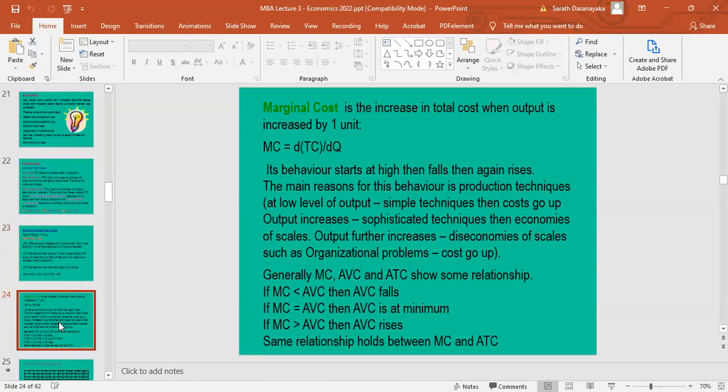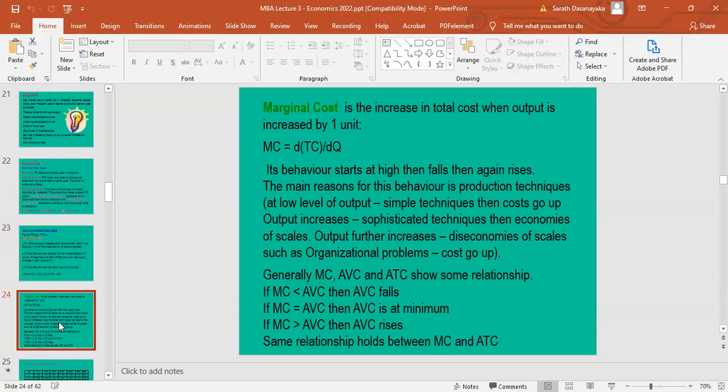Then another important thing is the marginal cost. Marginal cost we use heavily in economics, because marginal cost shows the exact real cost the society incurs for something. There you can say the marginal cost is the increase in total cost when output is increased by 1 unit. Then you can say MC equals the first order differentiation of TC with respect to Q. This is a differentiation, nothing else.